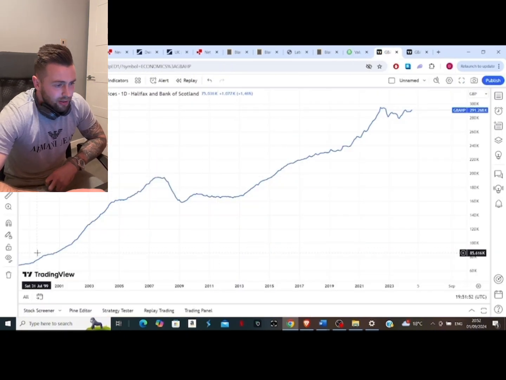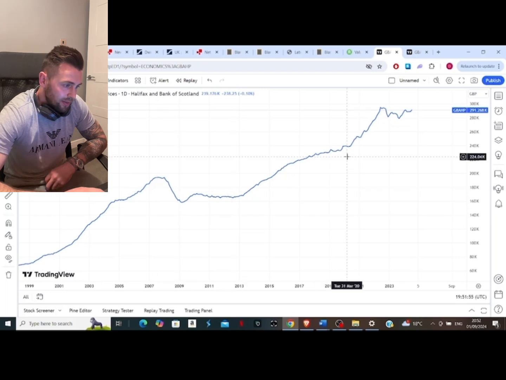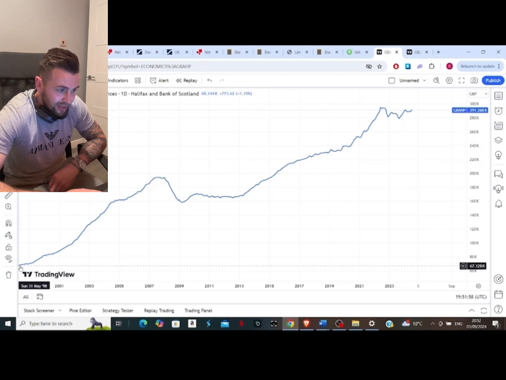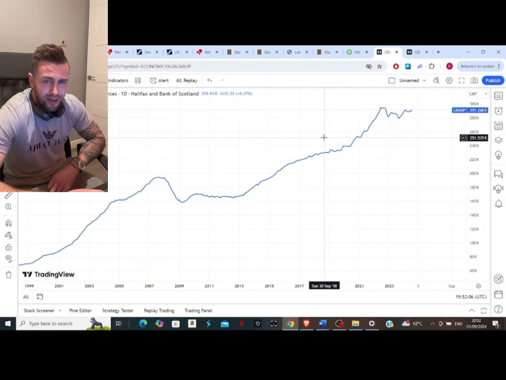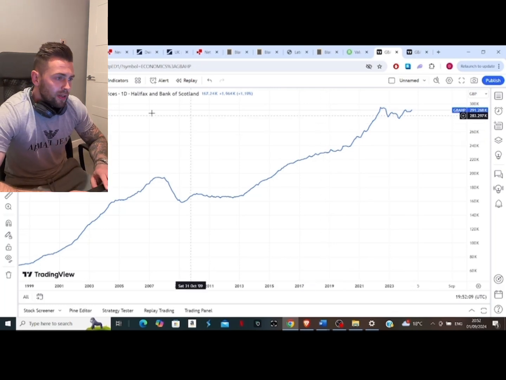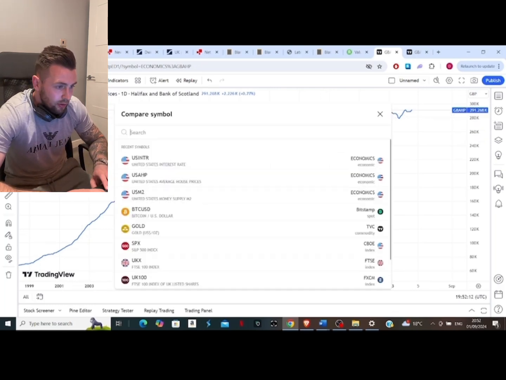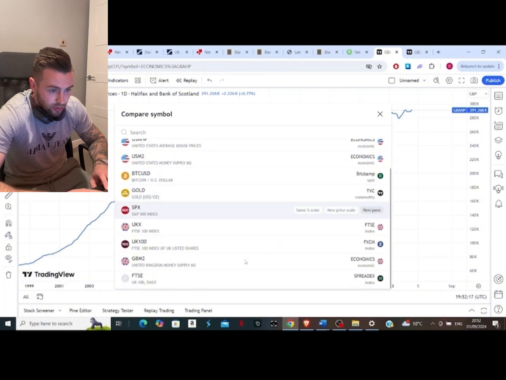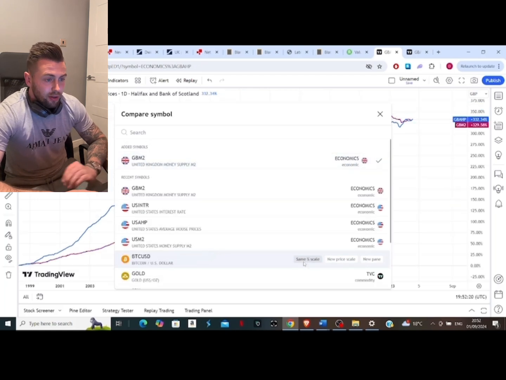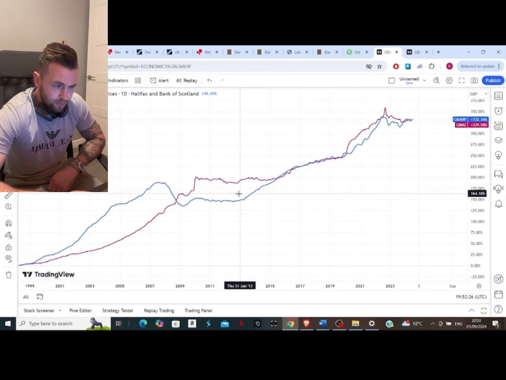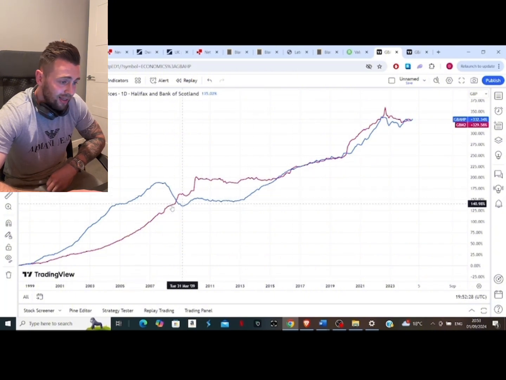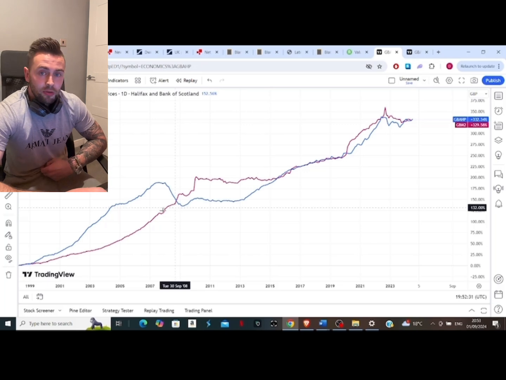So here's a chart of house prices in the UK. In 1999 it was 70,000. Today it's 290. That's a 4x and a bit. But something interesting happens when we add the money supply. Money supply here, M2, and the same scale. They're basically the same chart. They're very, very correlated. So as you can see, this chart does a good job of highlighting how house prices don't go up on their own.